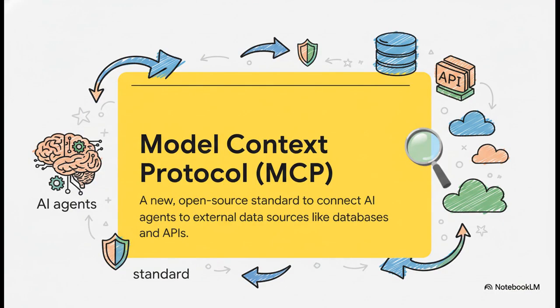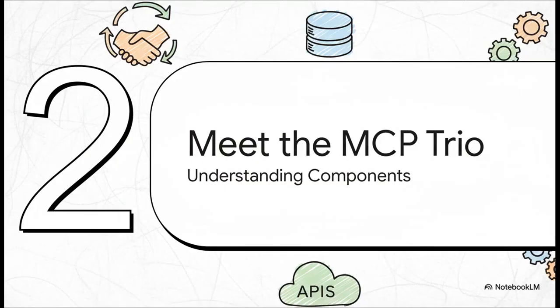So what is MCP at its core? Well, it's kind of like a universal translator. Or maybe a better way to put it is a specialized transport layer. It creates this one common language, a sort of standardized handshake that lets any AI agent talk clearly to any data source out there.